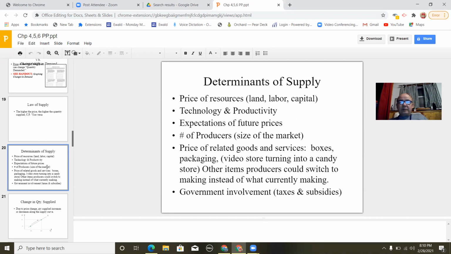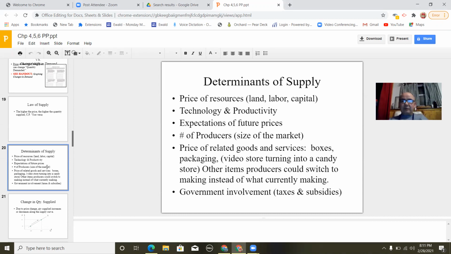Technology and productivity. A new machine gets invented, or a new process or way to make baseball bats, and I can now make them in half the time, which saves me lots of money, and therefore I can create more supply. Productivity is the same thing. You get more productive workers, more experienced workers, or you're able to pay workers less. Believe it or not, that would be an increase in productivity: more output for the same price, the same wages, for example.